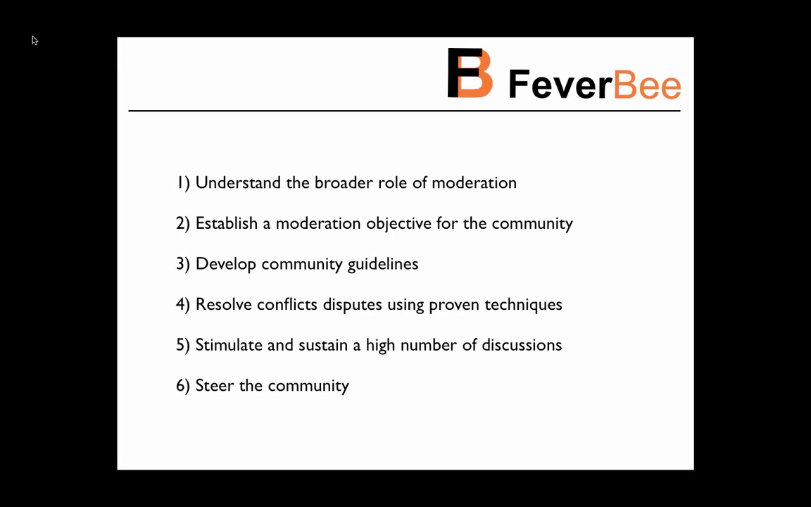So the second thing is to establish a moderation objective for your community. So you shouldn't just be aimlessly moderating your community. You should have a clear goal for where you want your community to go. The third is to develop guidelines for your community. We covered this a little bit when we talked about how you grow a community and how you convert newcomers of your community into regular members of your community.